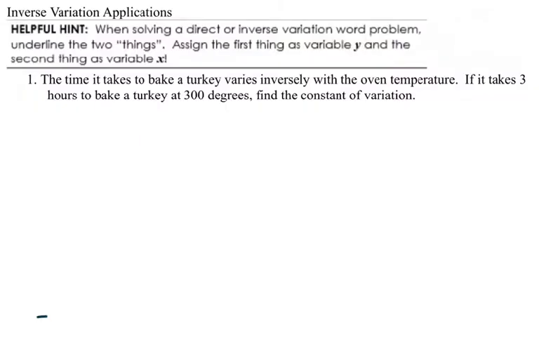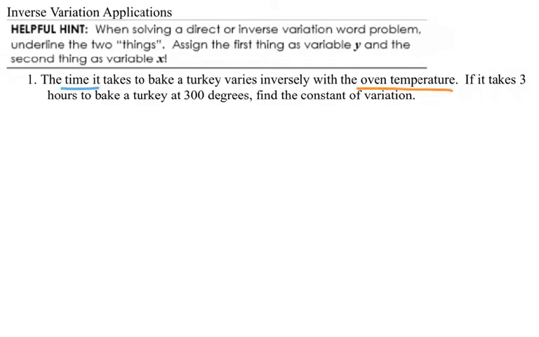Okay. So now let's do our favorite word problems. Yay! The helpful hint is the same as yesterday. When solving a direct or inverse variation word problem, underline the two things, assign the first thing as variable y and the second thing as variable x. So I want you to pause the video and figure out what the two things are. What are the two things you're comparing? So pause the video. 1, 2, 3.